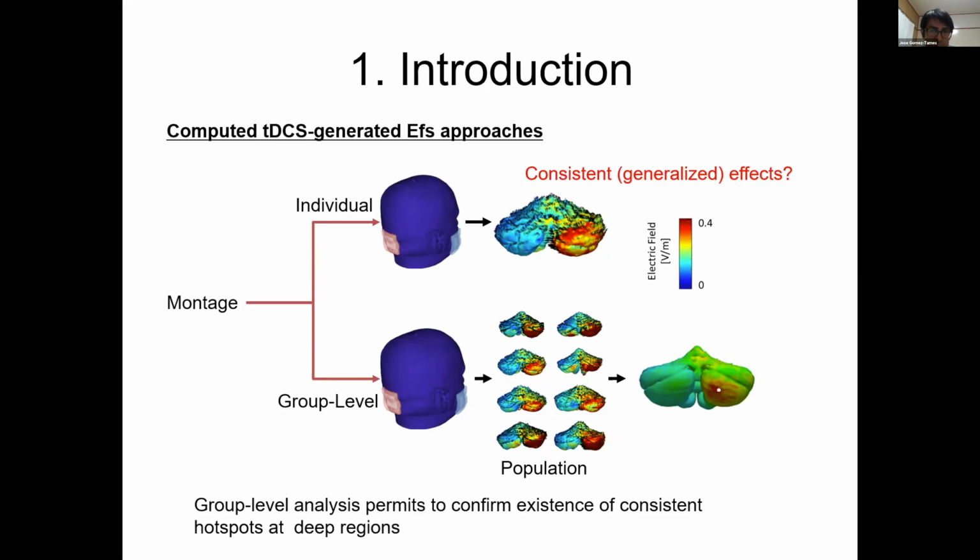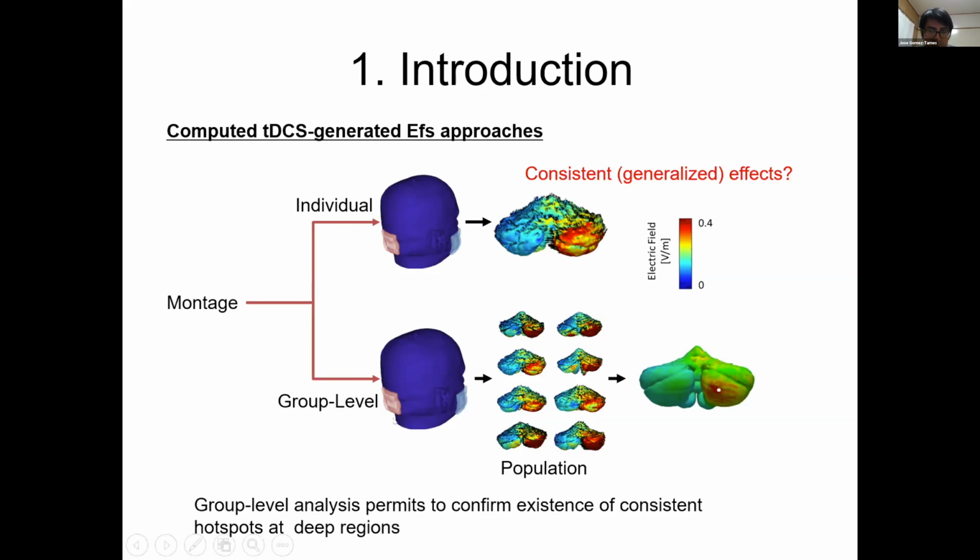The first one, in the upper part as you can see, uses individualized head models. So we have a montage, we know the properties of the electrode, we know the positions that we want to investigate, and we can observe the field distribution. This is very important because we can have very detailed information of effects for one subject. However, if we want to generalize these effects from one subject to a population, there might be some bias.